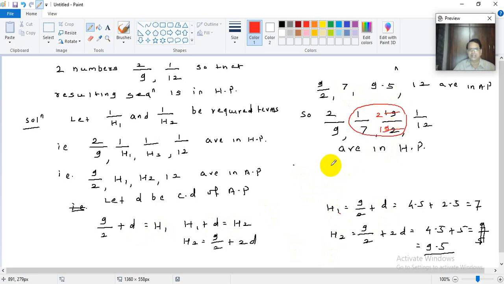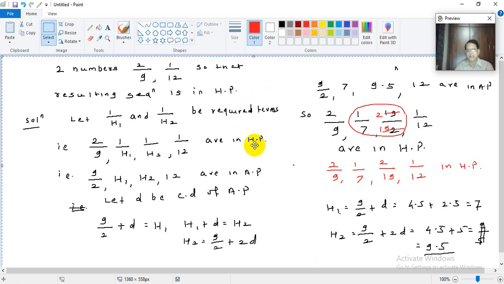So what will be the final answer? 2/9, 1/7, then 2/19 and 1/12. These are those four terms in HP. Okay, so this is what is expected. So very simple problem. Only thing is you should be very nice in doing calculations. Calculations matter. Okay, so I hope you understood this.